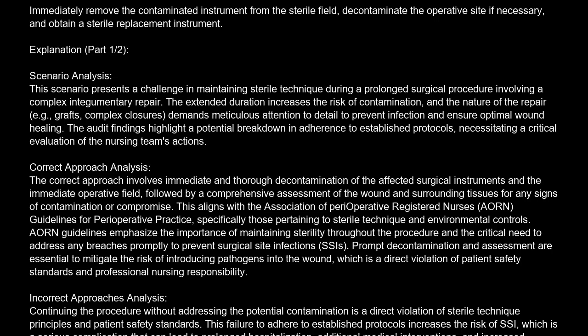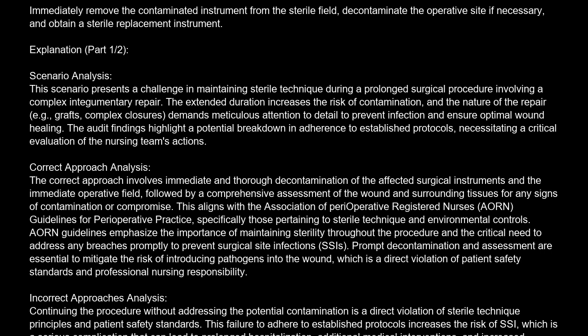The correct answer is D. Immediately remove the contaminated instrument from the sterile field, decontaminate the operative site if necessary, and obtain a sterile replacement instrument. Explanation. Scenario analysis. This scenario presents a challenge in maintaining sterile technique during a prolonged surgical procedure involving a complex integumentary repair. The extended duration increases the risk of contamination, and the nature of the repair, e.g., grafts, complex closures, demands meticulous attention to detail to prevent infection and ensure optimal wound healing.